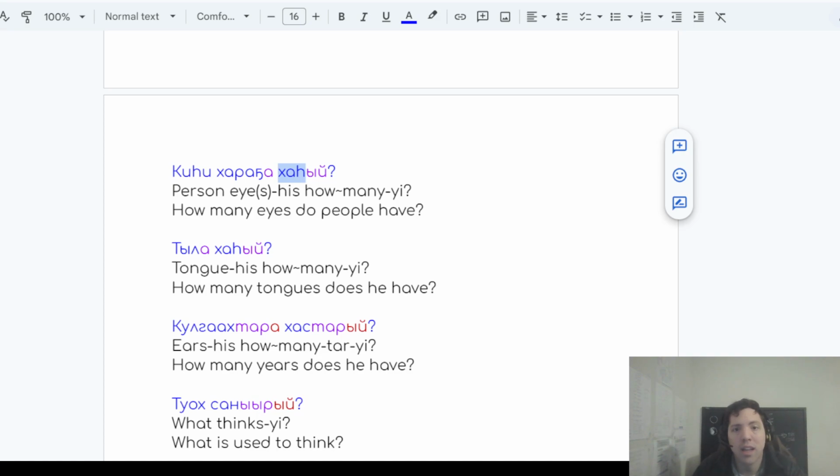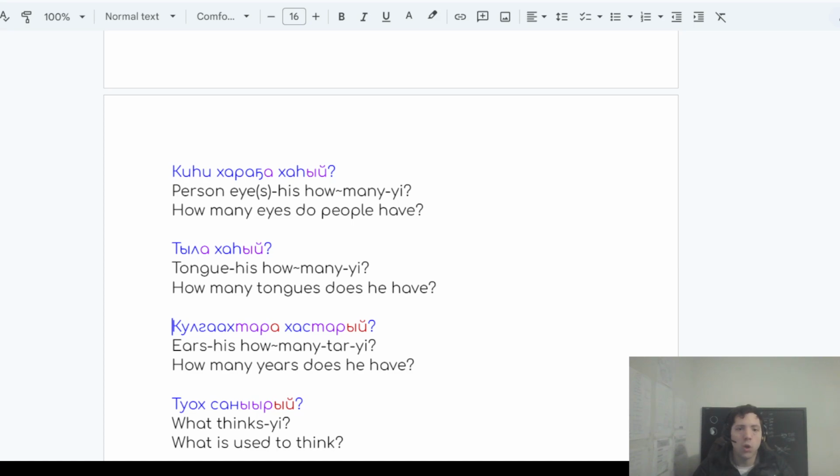So how many is has? The S sound often changes to a light H when it meets a vowel. Sometimes even in the beginning, some people will say like sus, 100. They'll say hus. All right. Talahahi. How many tongues does he have? This could also mean how many languages are there. But yeah, Talahahi. How many tongues does he have?